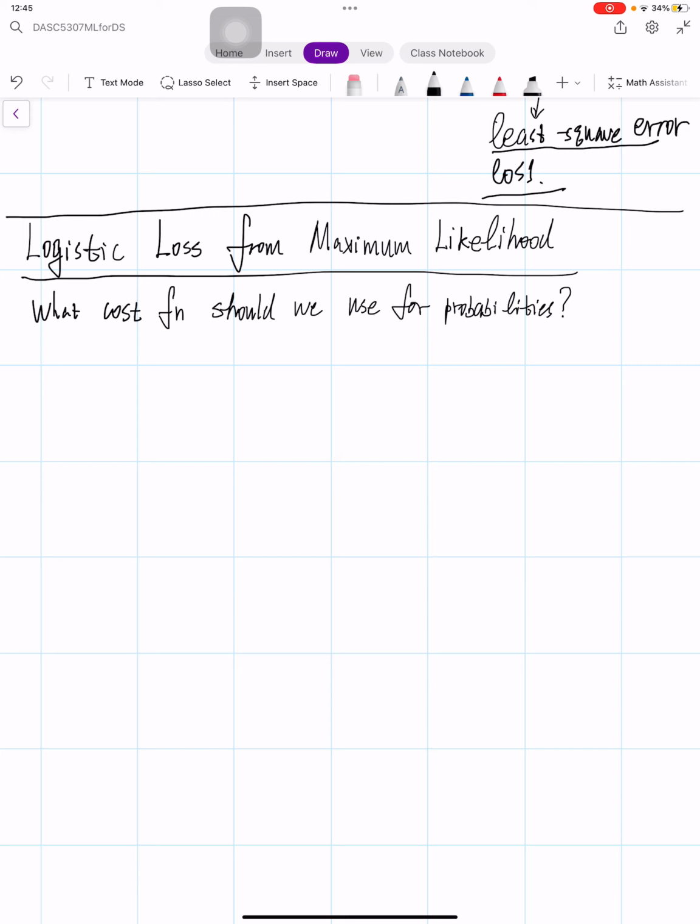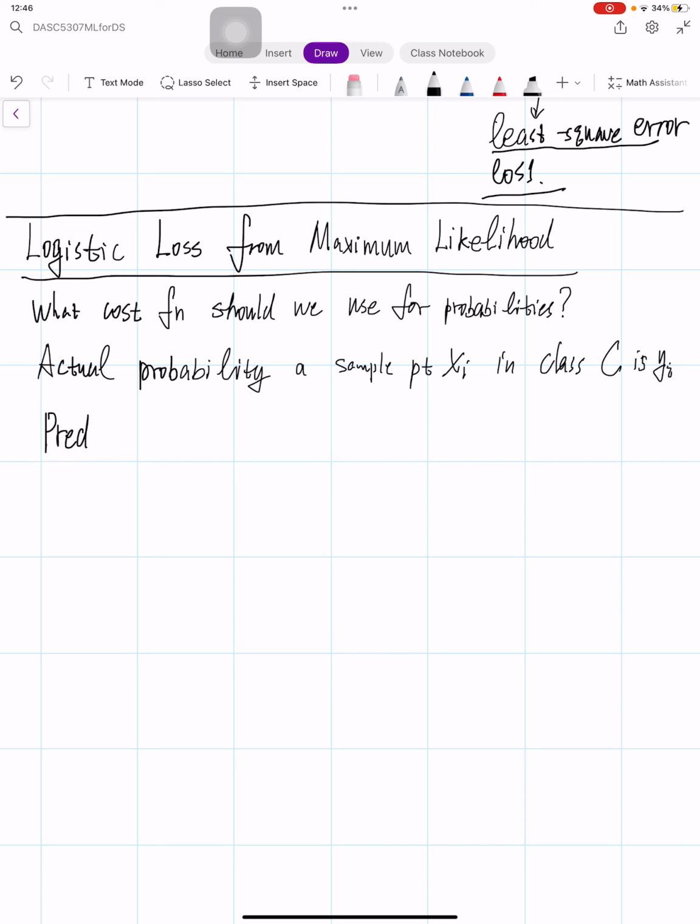Okay, so in logistic regression, we assume the actual probability for a point xi in class C is yi, and the predicted probability from our regression is h(xi).